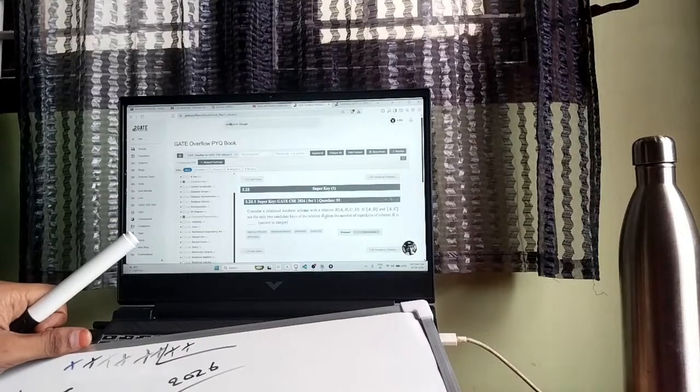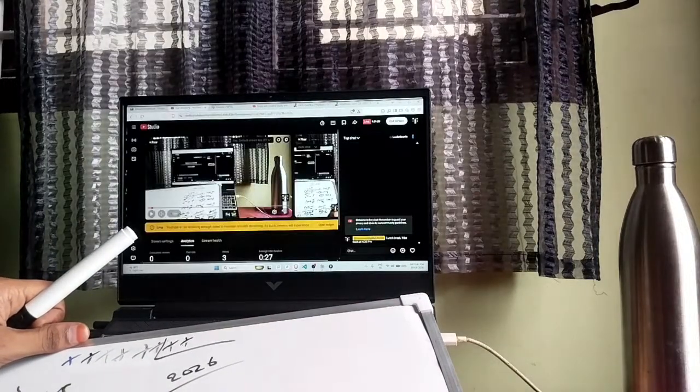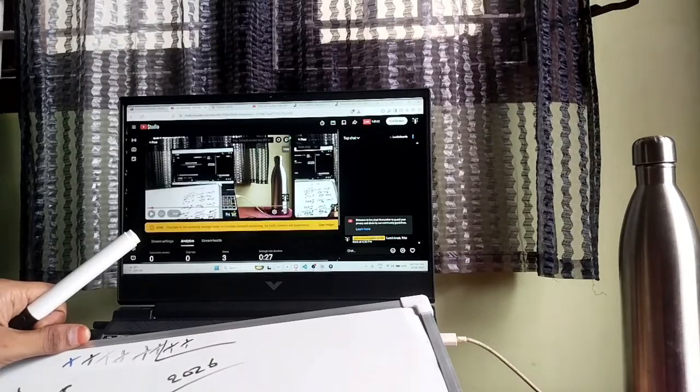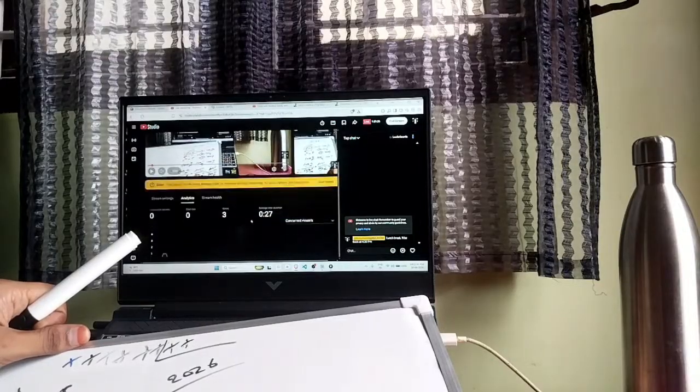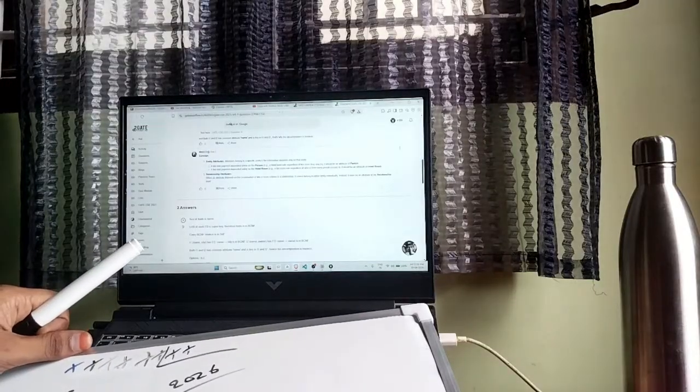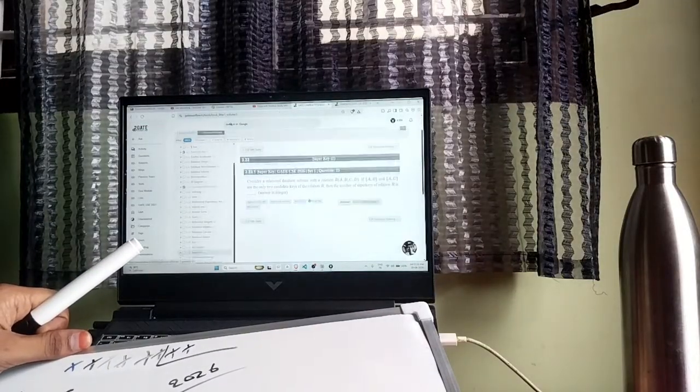I think, yeah, but it's in very poor condition. Don't know when it breaks. Let's see. Okay, where is this question? So, super key.